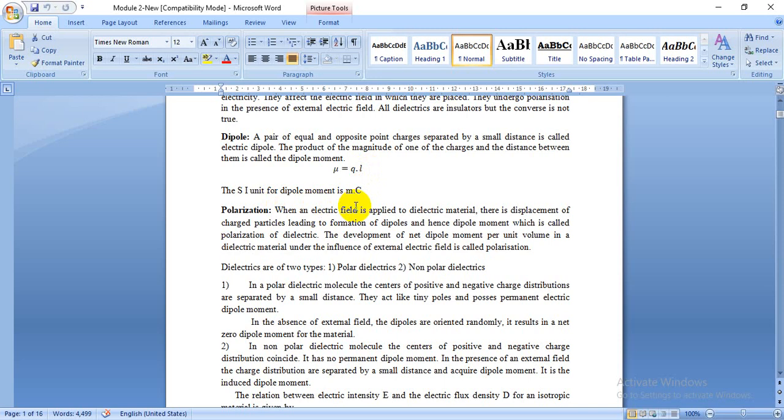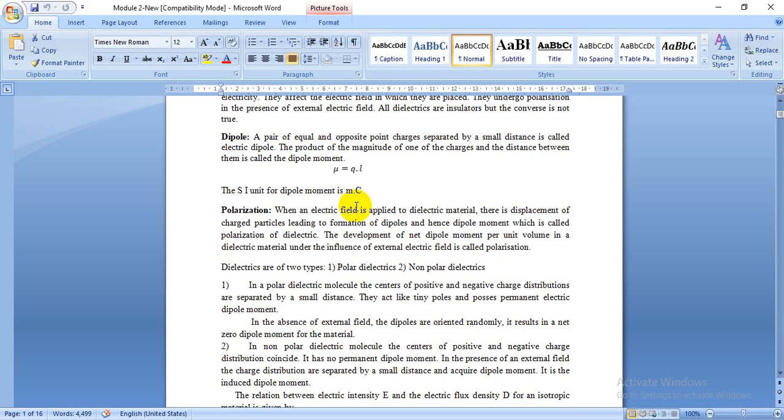So this is about dipole. Once again I repeat, a dipole is nothing but equal and opposite charges kept at a particular distance. The dipole moment is the product of any one of the charges with the distance. The unit for dipole moment is coulomb meter.